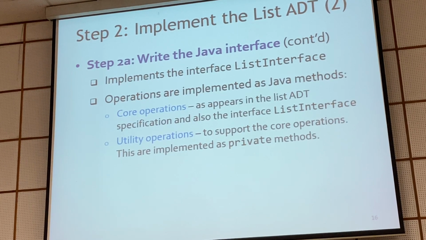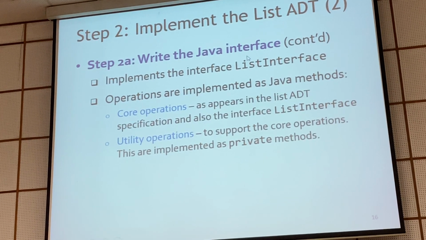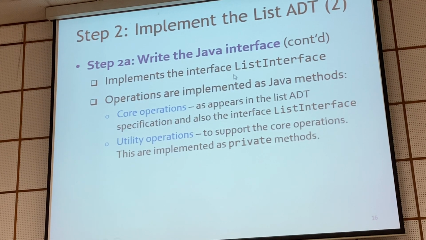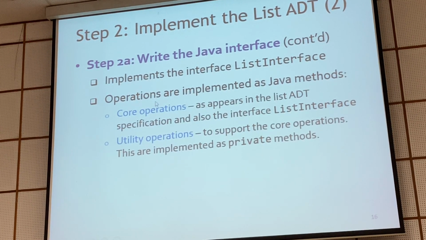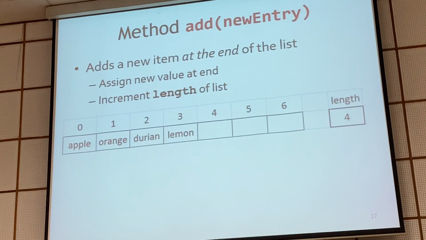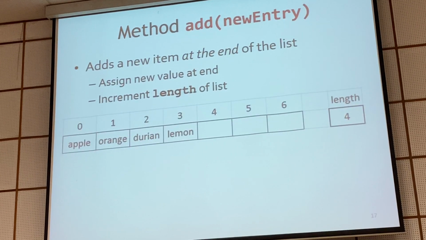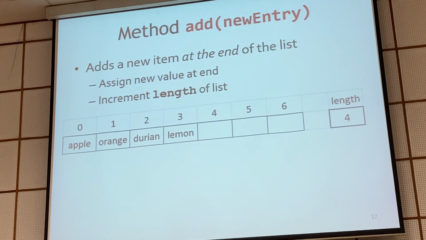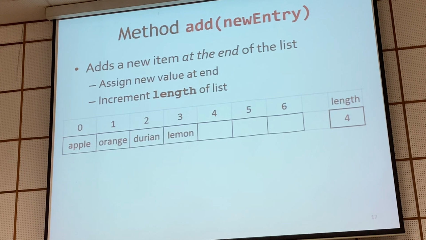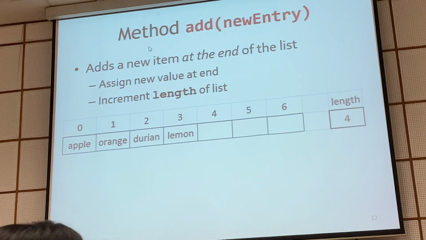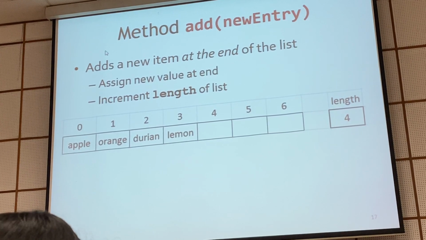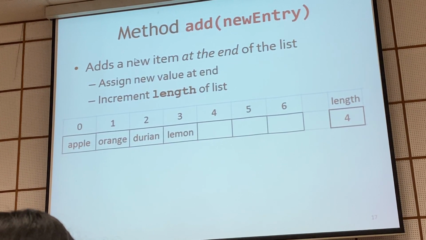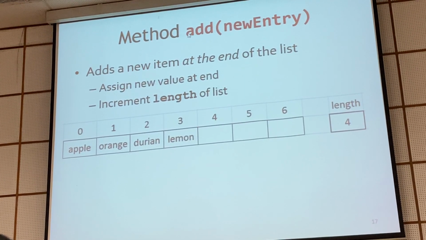Now we have to implement the interface, and we have to implement all the core operations as well as the utility operations of the list. So now let's take a look at add. How are you going to implement add? Remember we need to add data into the list. We already specified the add method and created it in our interface. Now we have to implement it.